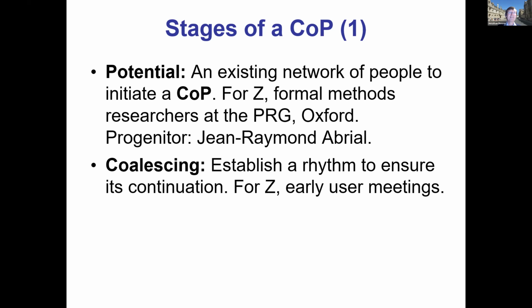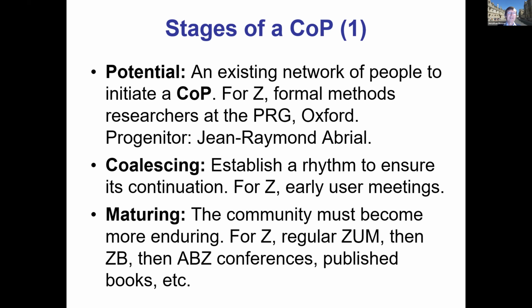So in the case of Z again, then you need to start coalescing, and you need some sort of rhythm to a community. So certainly meetings are very good for that. And if you make it an annual meeting, then you know there's always going to be an annual meeting at least, and people can get together then and gradually build up the community. I mean, as it matures, it's going to get more enduring. So you need more formal meetings.